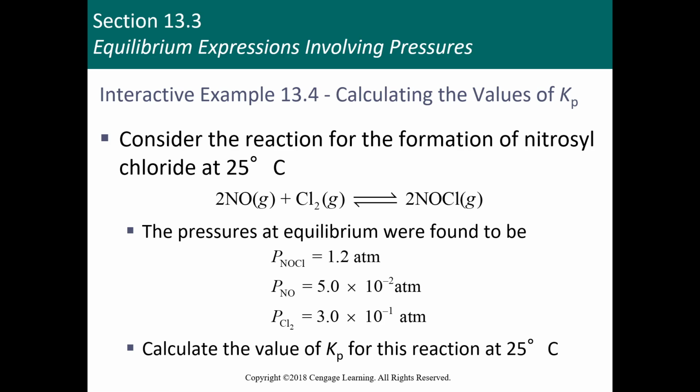So let's consider the reaction for the formation of nitrosyl chloride at 25 degrees Celsius, which is this reaction right here. In this case, these are all gases. It is much, much easier to figure out partial pressures here. Figuring out the concentrations of these in molarity would take you a lot more time. You couldn't just measure those. And so we figure out here that the partial pressure of NOCl right there is 1.2 atmospheres. Here we have this one, and here we have this one. So let's calculate the Kp for this reaction.